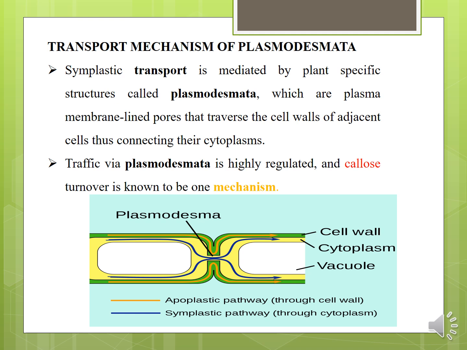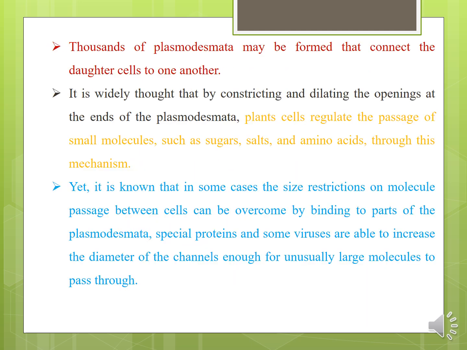Traffic via plasmodesmata is highly regulated. The accumulation of plasmodesmata is highly regulated, and callose turnover is known to be one mechanism for this traffic flow. Thousands of plasmodesmata may be formed that connect the daughter cells to one another. It is widely thought that by constricting and dilating the opening at the ends of plasmodesmata, plant cells regulate the passage of small molecules such as sugars, that is, their nutrients, salts, and amino acids through this mechanism.